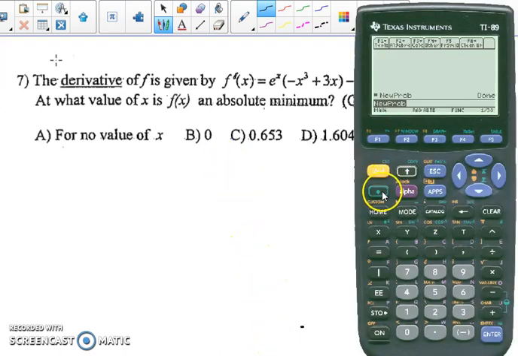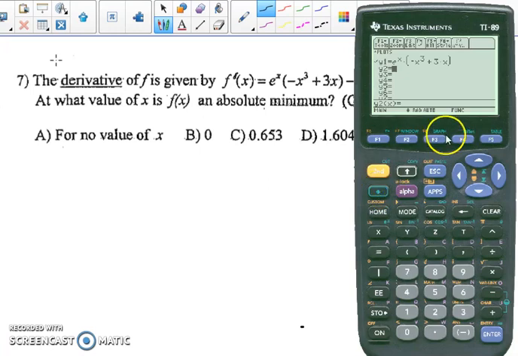So when I go to my graphing screen, Green Diamond F1, and I type in e to the x, put in my times just in case I don't want to have an invalid implied multiply. Use your negative sign, x cubed plus 3x, close parentheses. And here we go. Let's look at the graph.